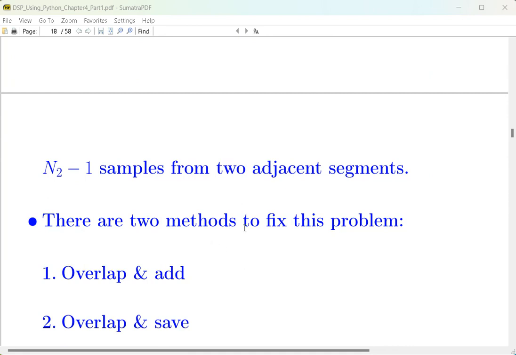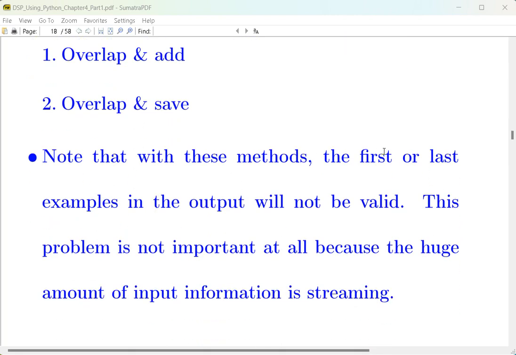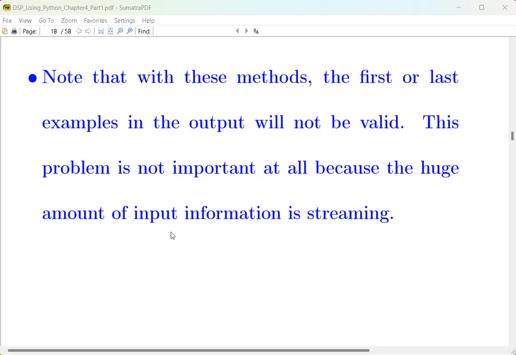There are two methods to fix this problem. The first one is overlap and add. The next one, overlap and save. Note that with these methods, the first or last samples in the output will not be valid. It's not important at all, because the huge amount of input information is streaming. So you will never see the first part of the input signal and output signal samples as well, and at the end, the same idea.